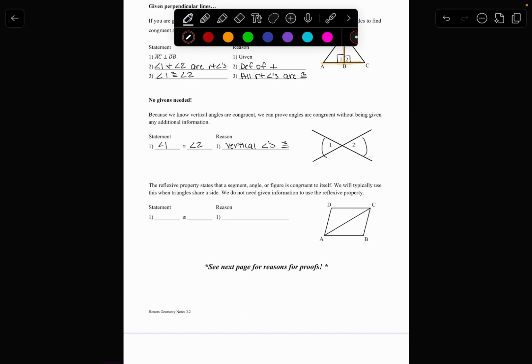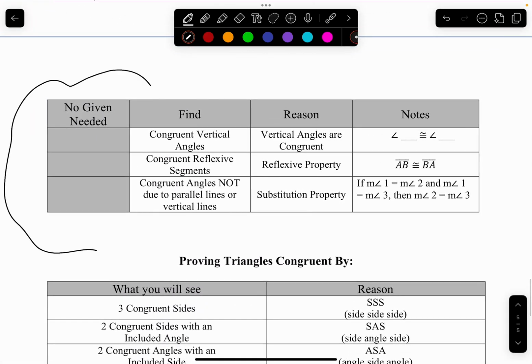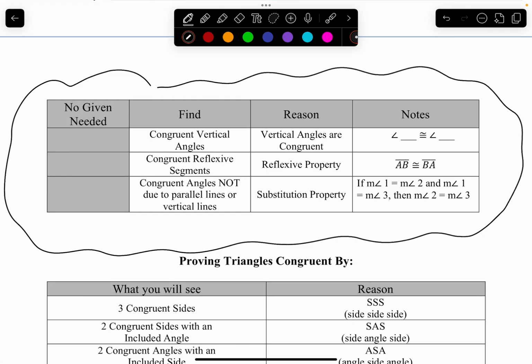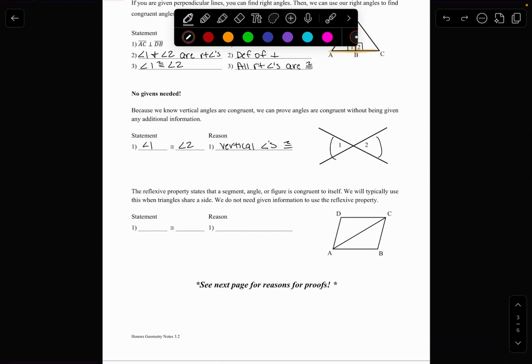Okay, that is also in here. It tells us, in this little section down here on the second page, these are things where you don't need a given. If you have vertical angles, cool, you got vertical angles. There's this thing that we're going to talk about in a second, the reflexive property. It's going to be there, okay? You don't need to prove that. And then you have congruent angles that are not due to parallel lines or vertical lines. That would be something called the substitution property, which we'll see at some point on here, I think. No, we won't. That's okay.